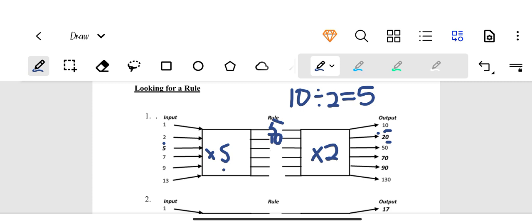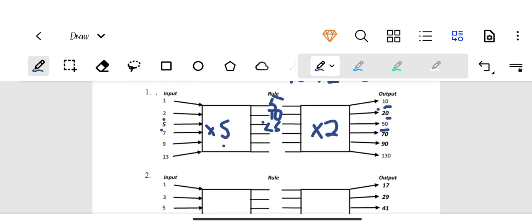Let's look at number 3. So 5 multiplied by 5, the answer is 25. So we write 25 there. And then 25 multiplied by 2, the answer is going to be 50. So it means that this rule is effective. So meaning that there we're going to have 5, there we're going to have 2. And then you're done with your rule.